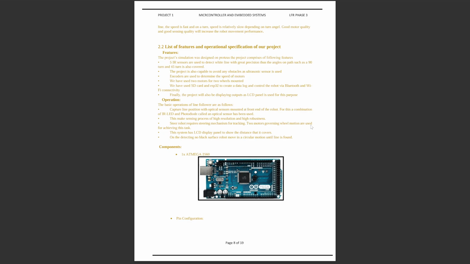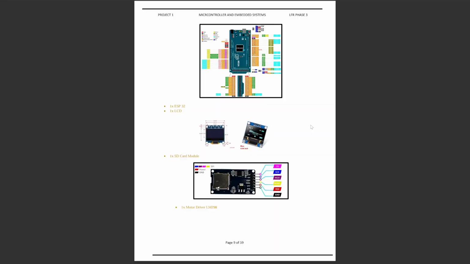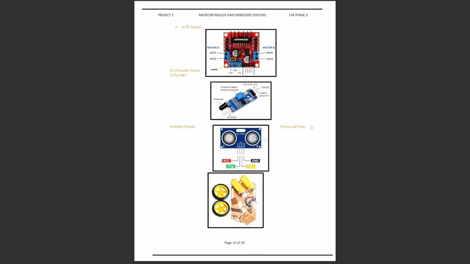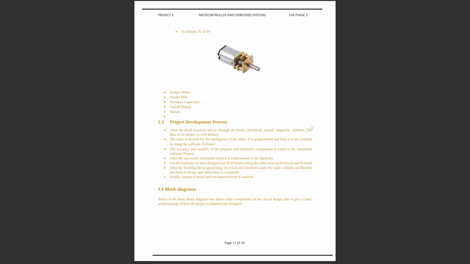The components include the ATmega 2560 with its pin configuration given, the ESP32, the OLED display, the SD card module, the motor driver, the IR sensors, the robot chassis, the ultrasonic sensor, and the N20 motors, along with the jumper wires, the header pins, the on-off buttons, and the batteries.